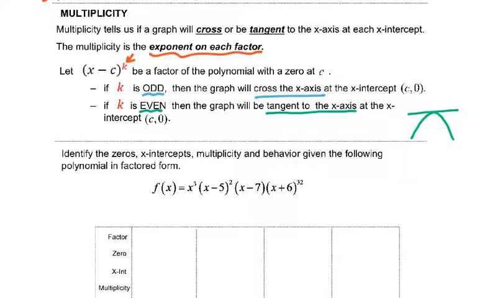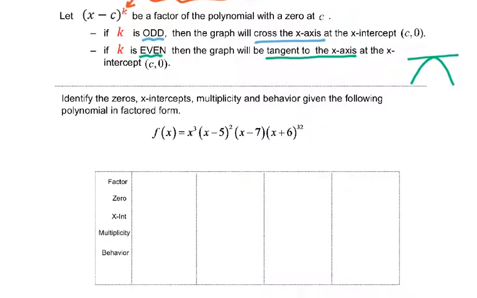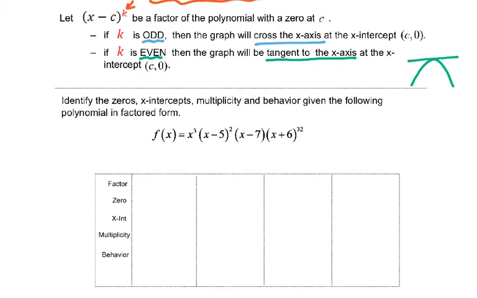So odd multiplicity means cross. Even multiplicity means tangent. So we'll look at this example here, and it's already written in factored form. The first thing we're asked to do is identify the zeros, and zeros can be determined by setting the function equal to 0. So I have x cubed, I have x minus 5 squared, I have x minus 7, and x plus 6 to the 32nd.